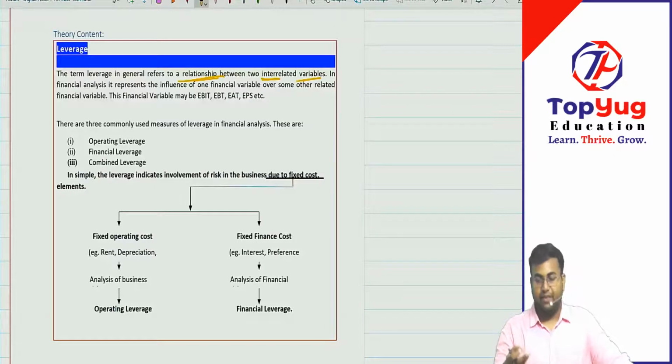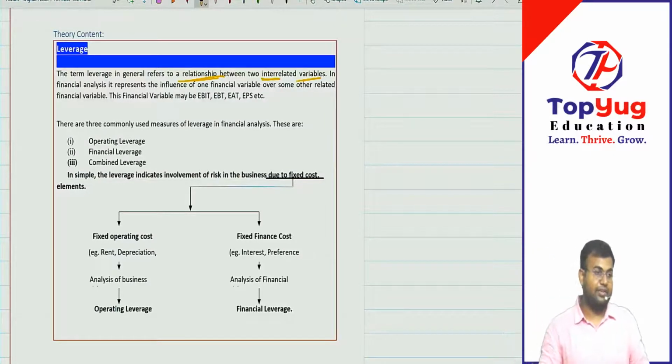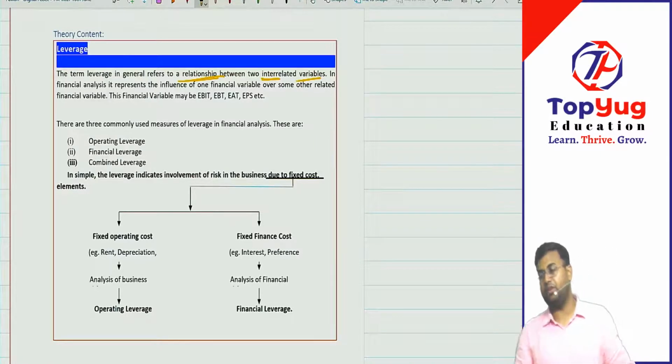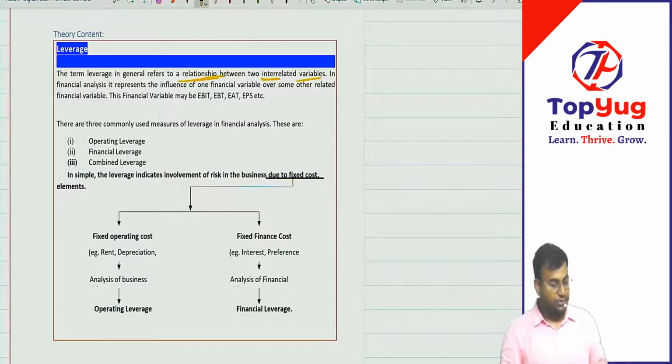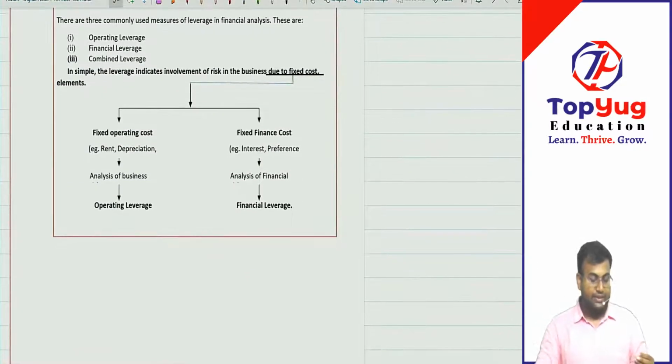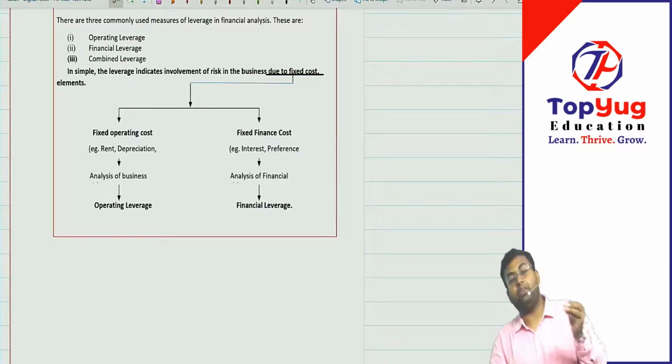Yes. They have given certain examples. So that is EBIT, EAT, that is earning before interest and tax, earning after tax. All this you need not worry now. We'll discuss it in detail. So there are commonly three leverages: operating, financial, combined. That's okay. So now here he says, in simple, the leverage indicate involvement of risk.